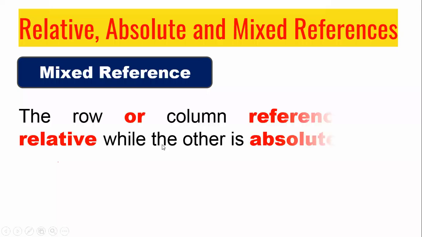Mixed reference. I'm just going to talk about the row or column. My dear son, kindly concentrate. Here it says the row or column. In previous sections, relative and absolute, they mentioned row and column, but here they say row or column. Earlier he was saying row and column, and you should justify this. There is a difference between and and or. The row or column reference is relative while the other is absolute.